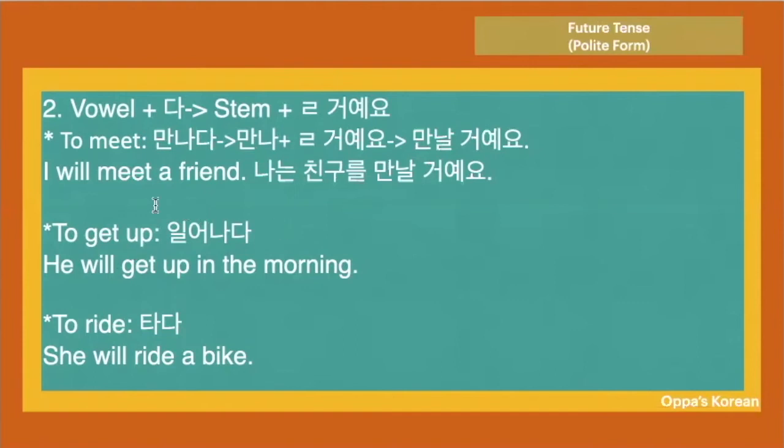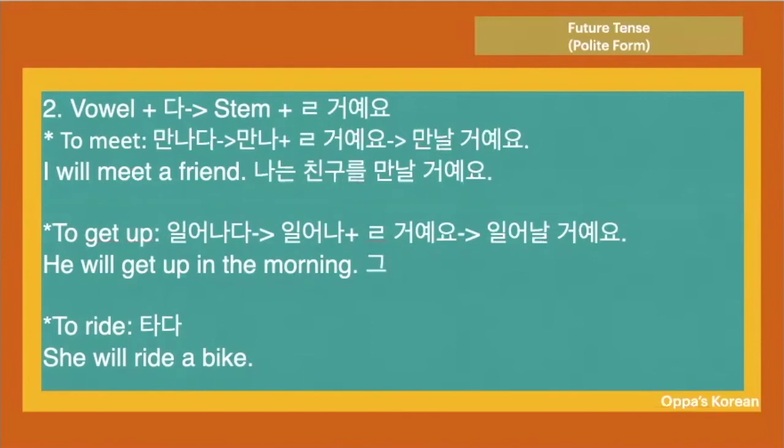Next, to get up, 일어나다. Find the stem first. You drop 다. So, 일어나, that's the stem, plus ending ㄹ 거예요. So it goes to 일어날 거예요. He will get up in the morning. He is 그, a subject marker, 는, 그는. In the morning. Morning is 아침, and 아침 is a time, so time marker, 아침에. Will get up, 일어날 거예요. He will get up in the morning. 그는 아침에 일어날 거예요.